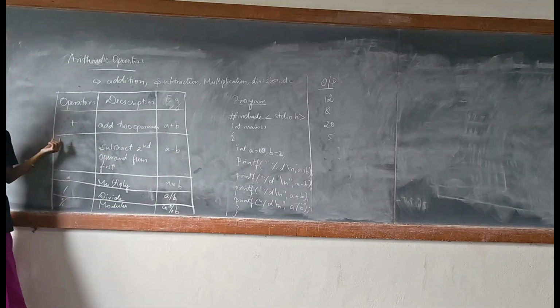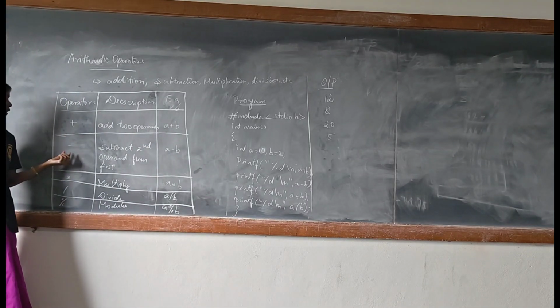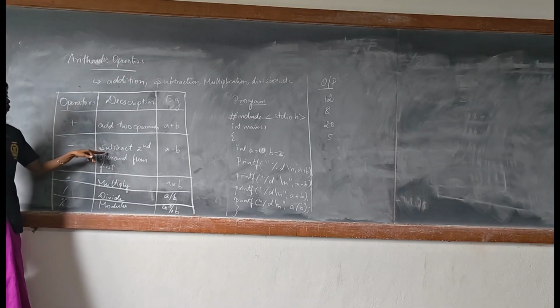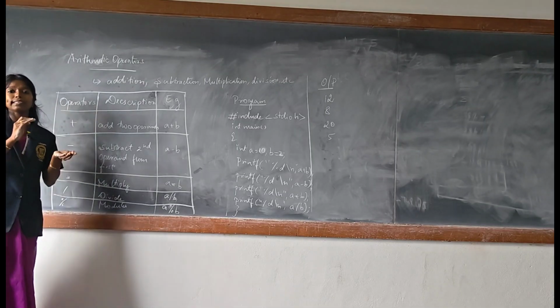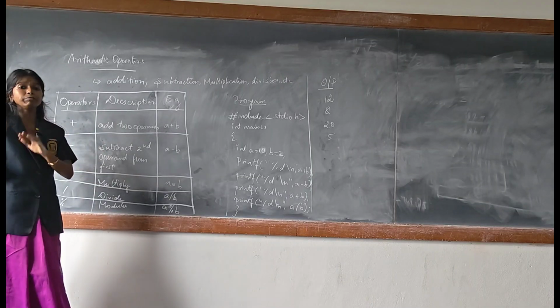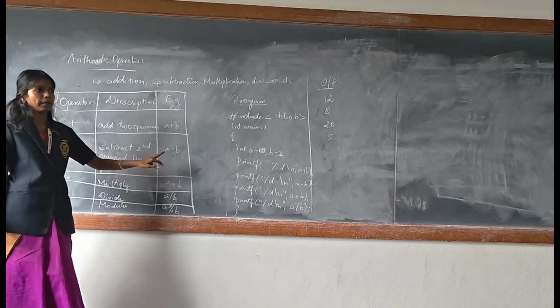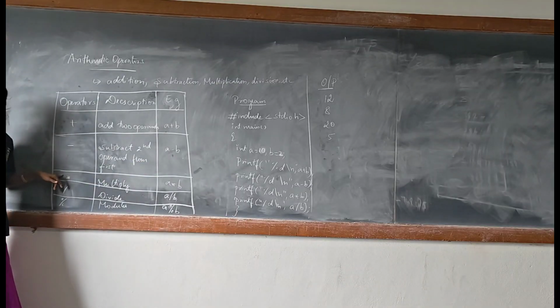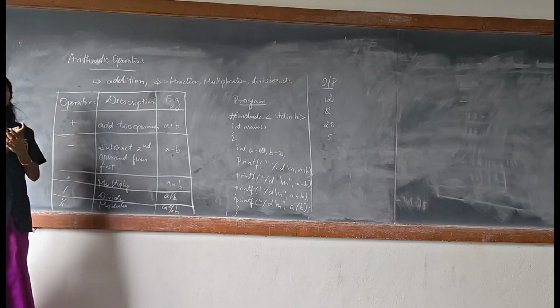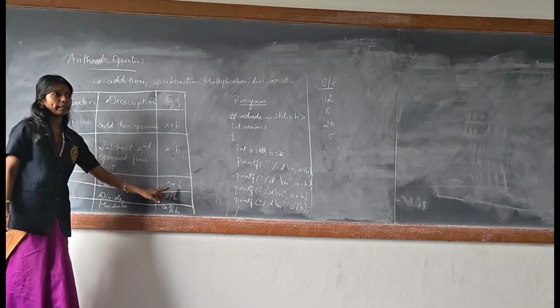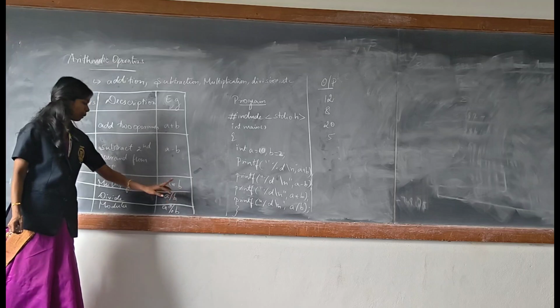The subtraction operation uses the minus operator, which is used to subtract the second operand from the first. The example is A minus B. Third is the multiplication operator. The multiply symbol is used to multiply the two operands. For example, A into B, A multiplication B.